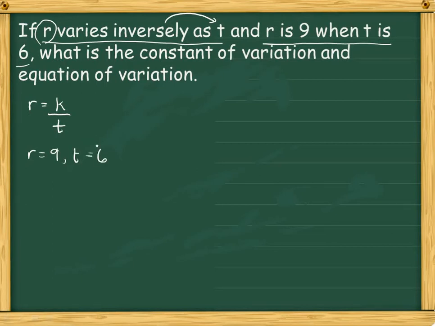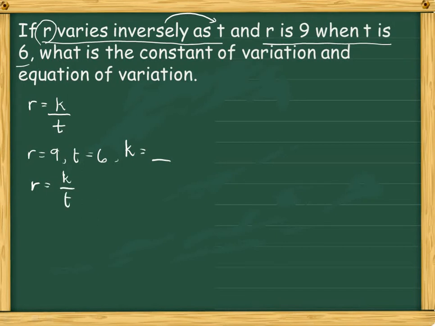Anong gamit ng second statement? So, ang gamit po ni R is equals to 9 when t equals to 6, which is the second statement, is to find the value of k or the constant of the variation. So, to find that, we just get the original equation, R is equals to k over t.